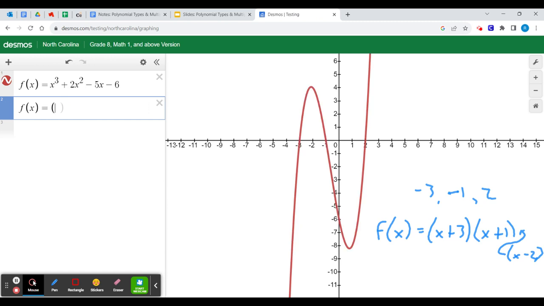X equals x plus 3, plus 1, minus 2. Cool. Looks like we're good there.